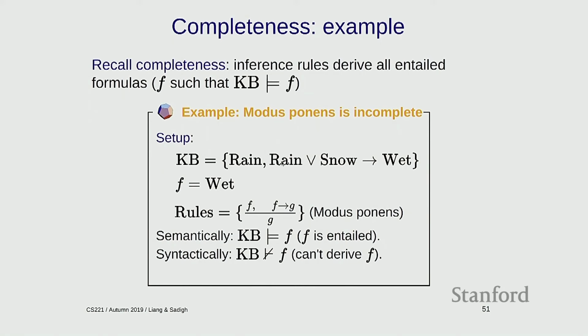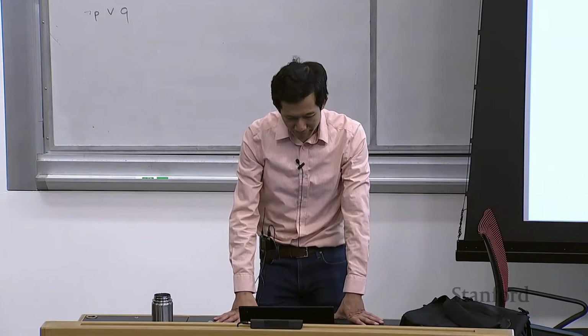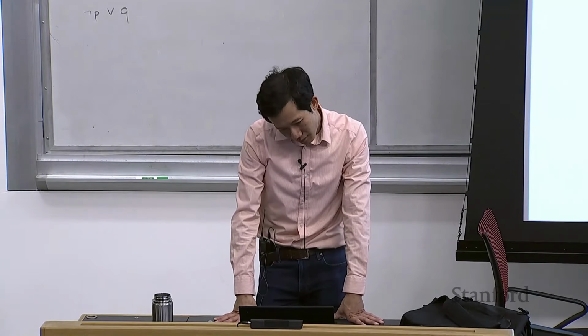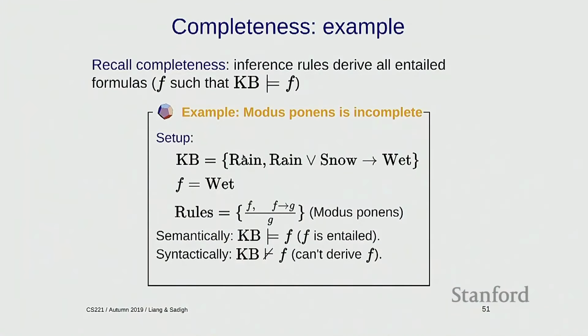Clearly you can't actually arrive at this with modus ponens, because modus ponens can't reason about or disjunction. Without the rain or snow? I guess it's saying that it's not possible for it to be not wet given rain. Is it not? Yeah, because you already know that it's raining, so you should say that it's wet. Okay, so this is incomplete.